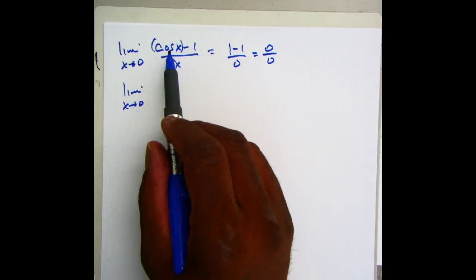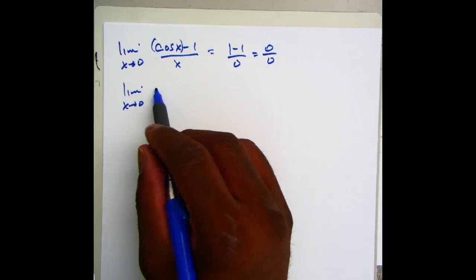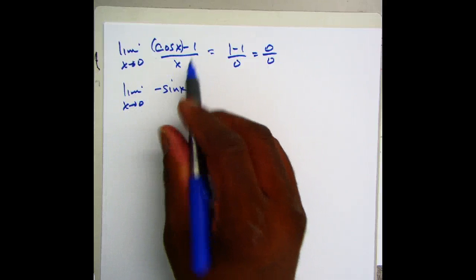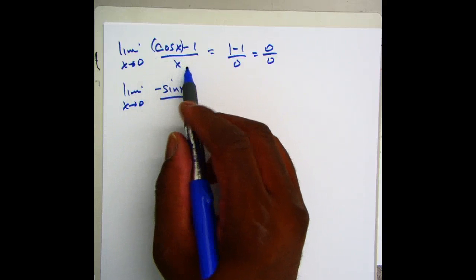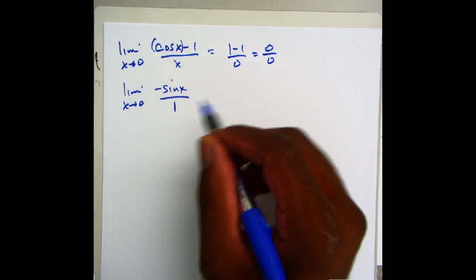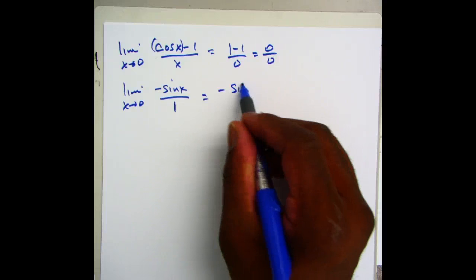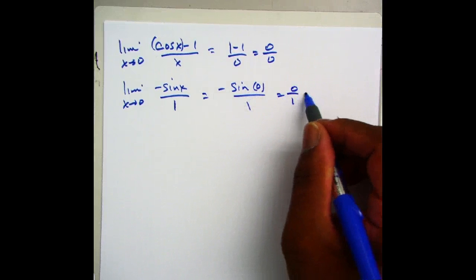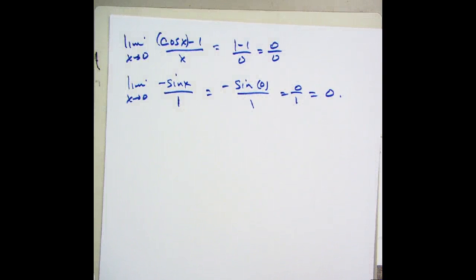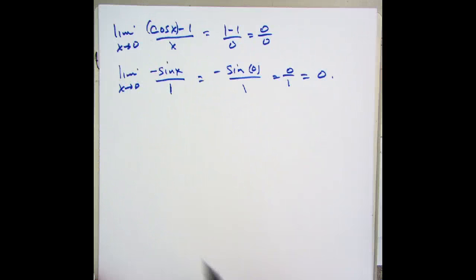Now we can take the derivative of cosine, which I believe is negative sine x. The derivative of 1 is 0, all over the derivative of x, which is 1. So you get negative sine of 0 divided by 1, or 0 divided by 1, which is 0. So with our indeterminate forms, we can go ahead and evaluate in this manner.